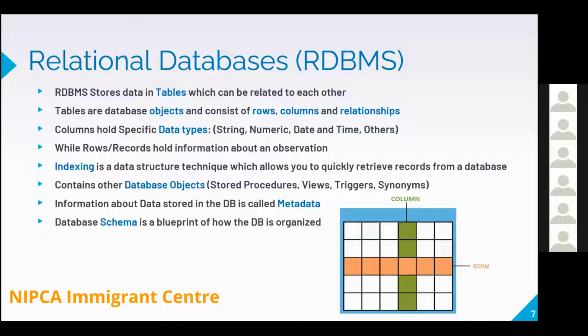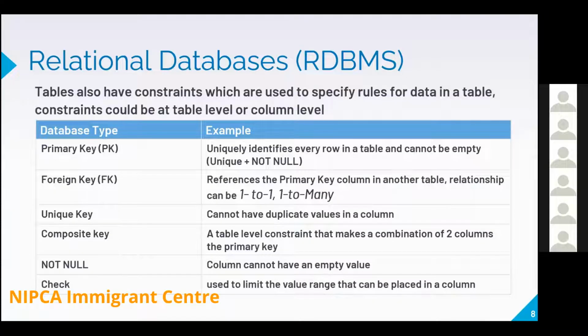Then the database schema is like a blueprint of how your database is organized. We'll see more about the schema when we go into working with databases. And then relational databases. So tables can have constraints which are used to specify rules for data in a table. So constraints could be at the table level, or let's say at the column level.